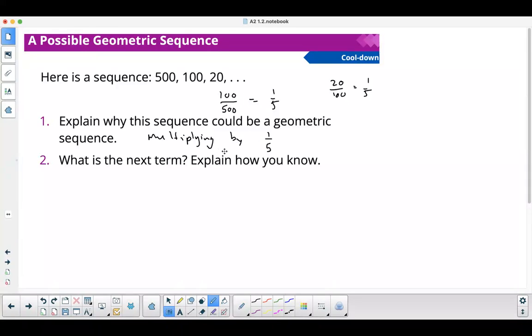Okay, so what's the next term? So I would do 20 times 1/5, and that would be 4. How do I know 20 times 1/5 gives me 4?